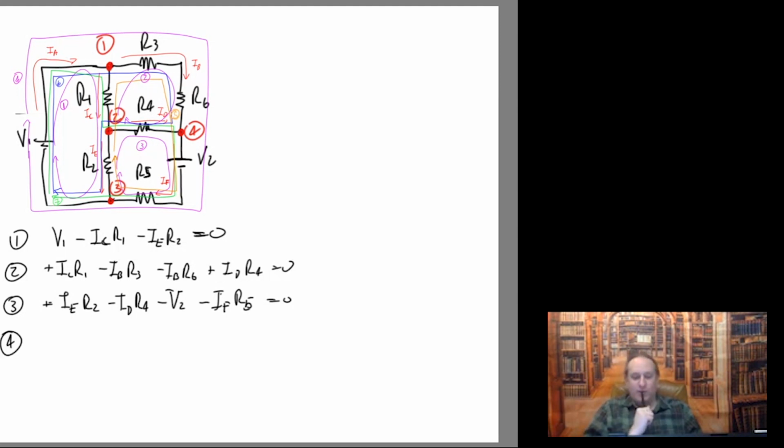And the last single loop is the outside loop. We have V plus V1 minus IB R3 minus IB R6 minus V2 minus IF R5, and that brings us back. So we go around the outer loop, we have V1, then R1, R6, V2, and R5. And everything's negative except for the V1.